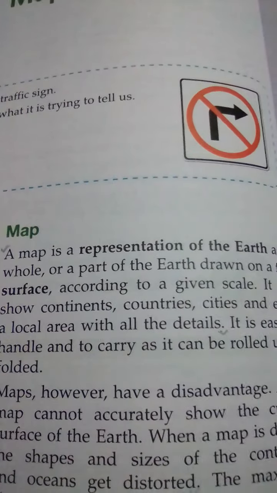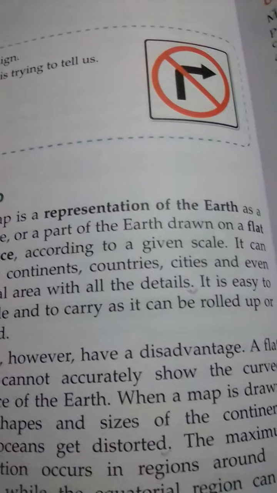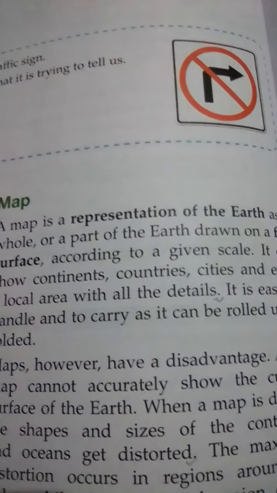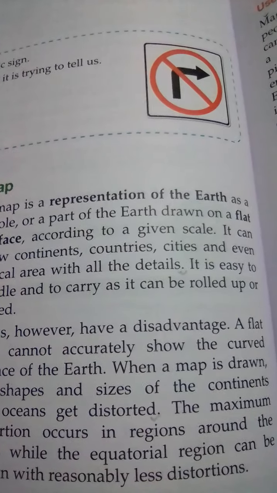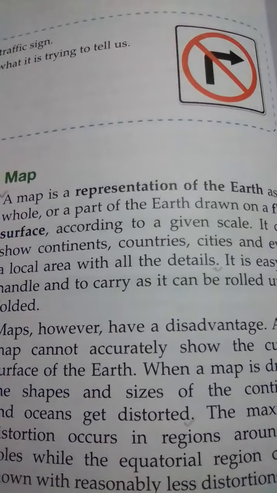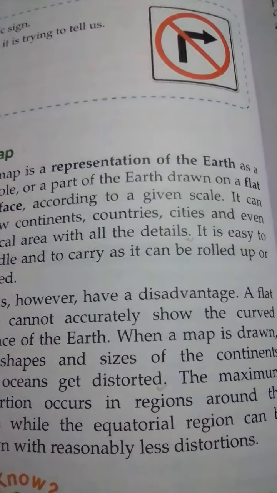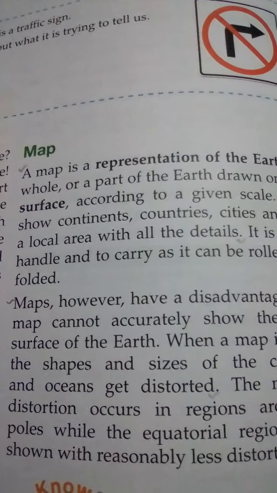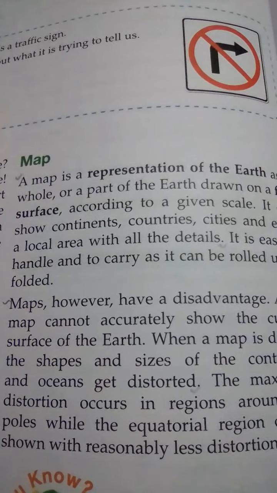A map is a representation of the earth as a whole or a part of the earth drawn on a flat surface according to a given scale. It can show continents, countries, cities and even a local area with all the details. Maps, however, have a disadvantage. A flat map cannot accurately show the curved surface of the earth.